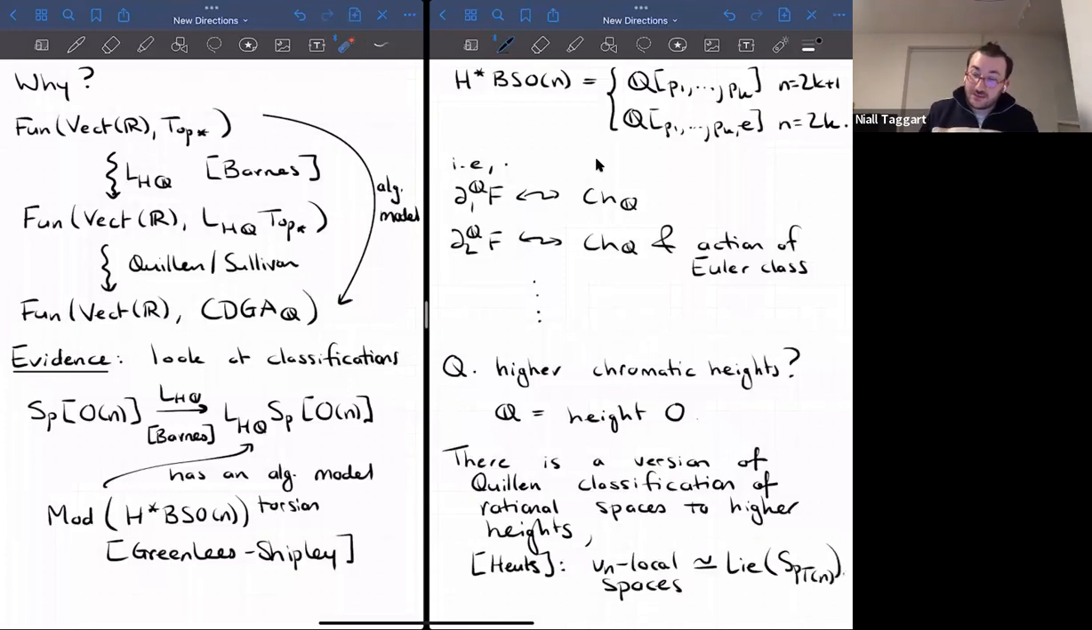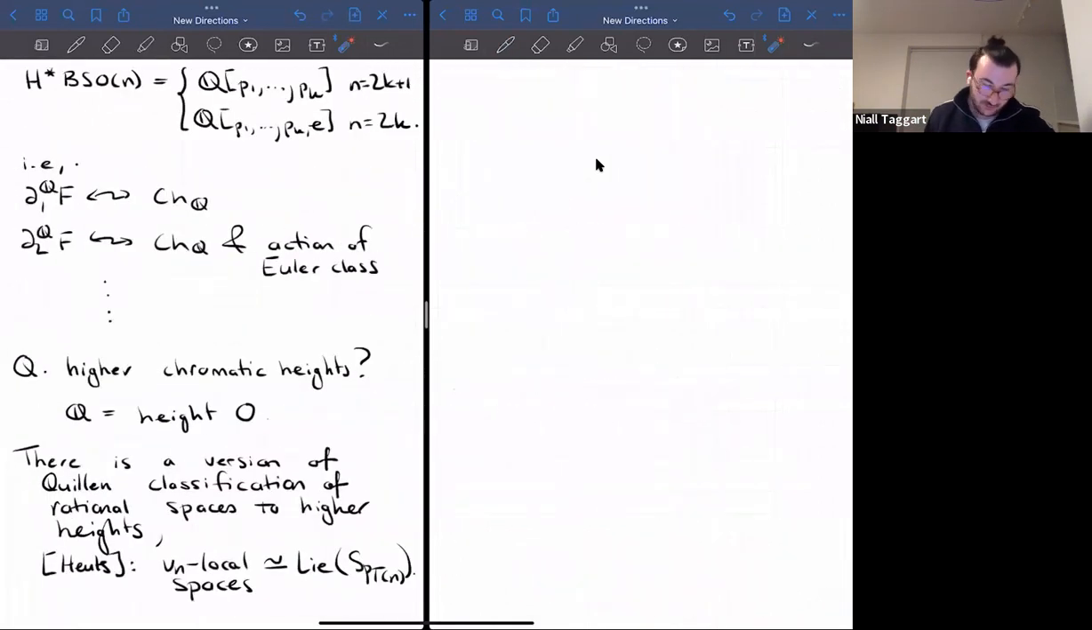So one could ask, is there some kind of model for a v_n-local calculus, so a calculus on v_n-local spaces, that's built out of Heuts' model using Lie algebras in T(n)-local spectra? And so having a theory of localizations of orthogonal calculus is kind of the first step in this program to try and come up with some algebraic models. Any questions?